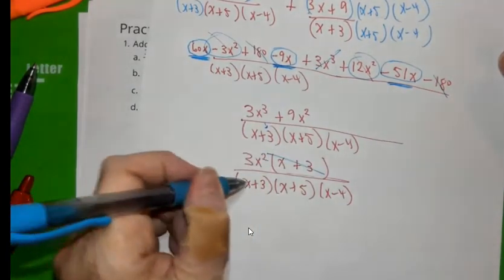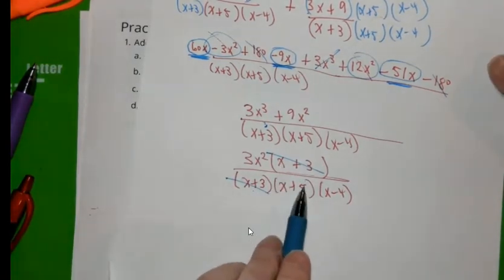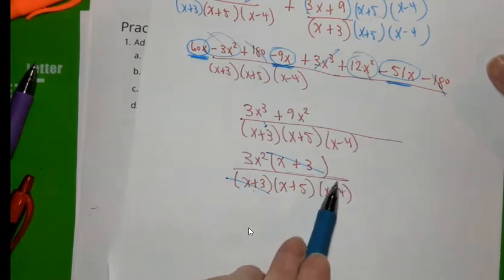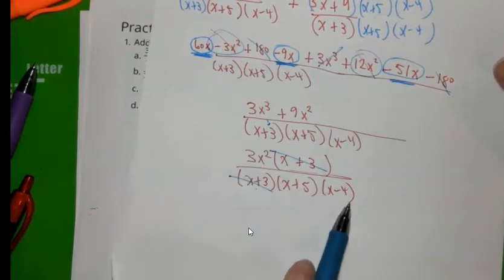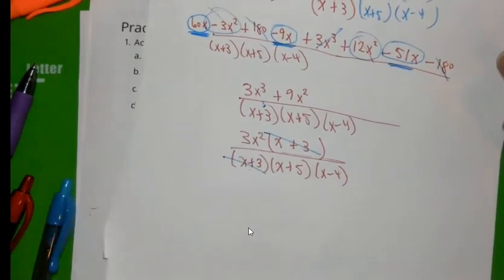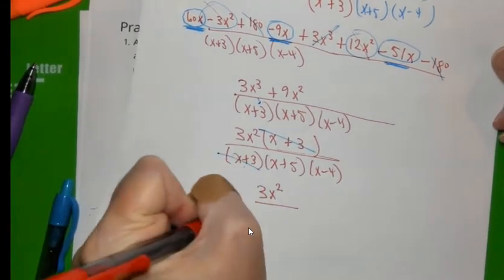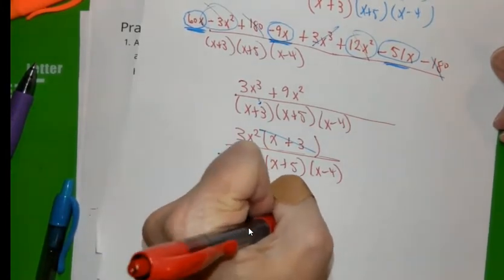This is a common factor, x plus 3 divided by x plus 3. Since there's all parentheses here, no addition or subtraction outside the parentheses, we can divide out that common factor. And that is all we can divide out. So our final answer will be 3x squared over x plus 5 times x minus 4.